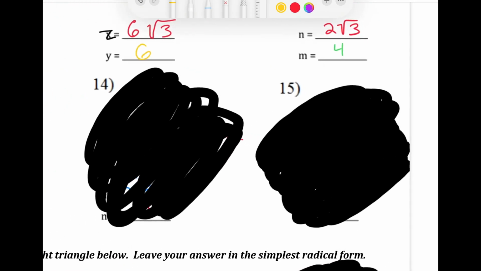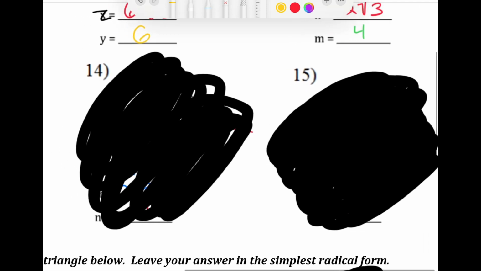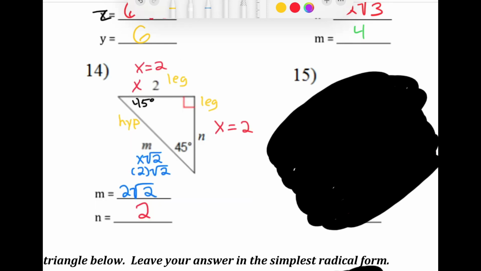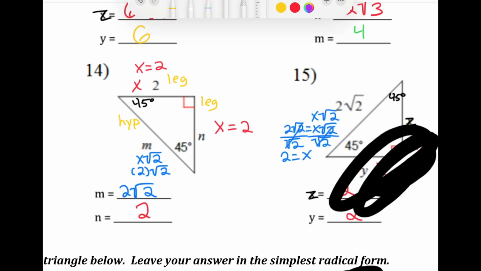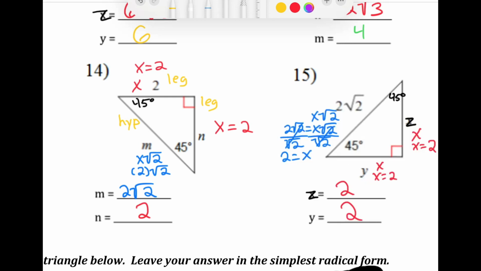If you will, pause the video and attempt number 14 and number 15 at this time. 14 should have gotten m as 2 times the square root of 2 and n as 2. Number 15, you should have gotten z and y as 2.